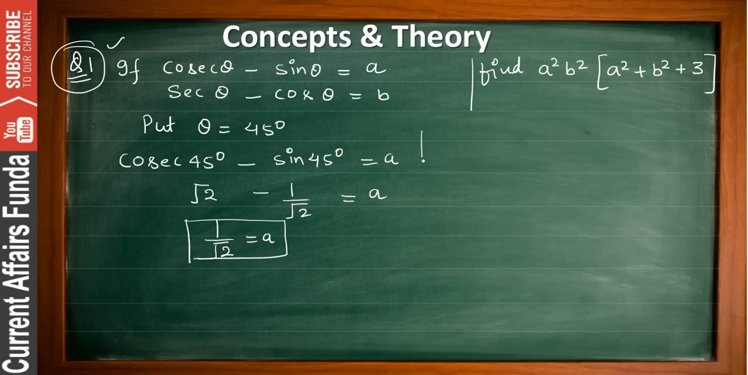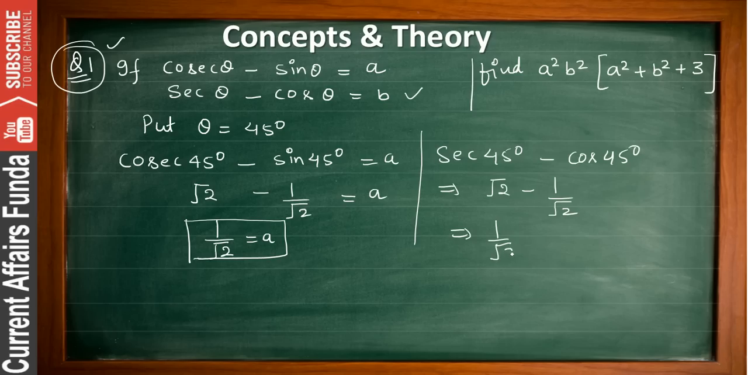Okay, and friends, put here also theta equals to 45 degree, so it will be sec 45 degree minus cos 45 degree. So what is the value of sec 45? It will be root 2 minus 1 by root 2, and ultimately you will get 1 by root 2. That is the value of b here. So finally you have got the value of a and b here. Put these two values in this equation.